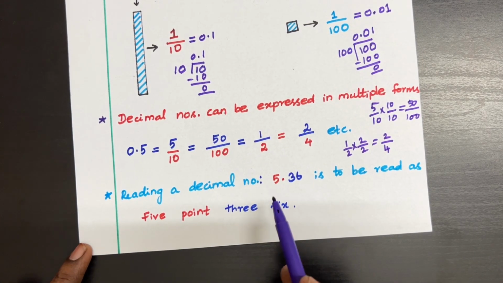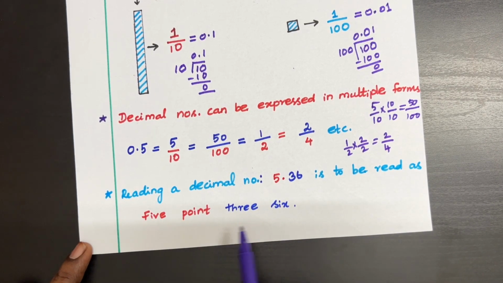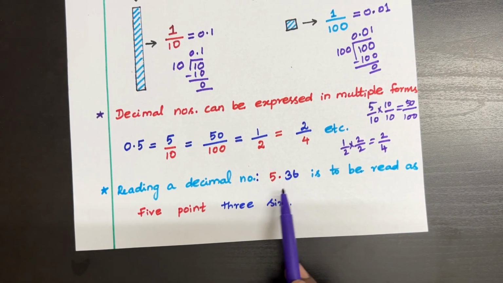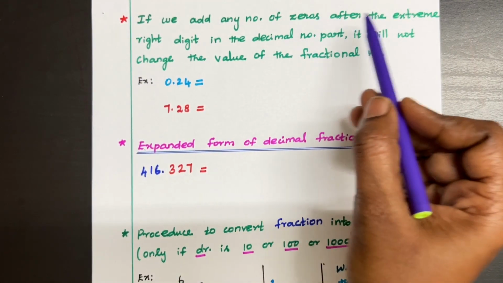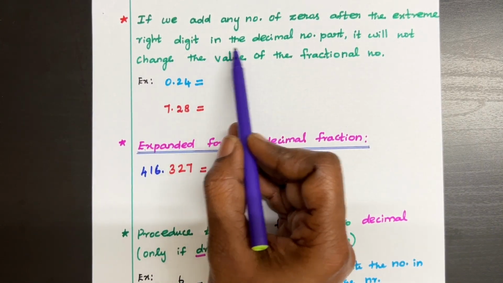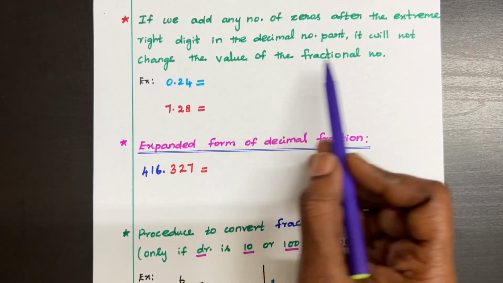How to read? 5.36 is to be read as five point three six. We should not say it as five point thirty-six. Don't say it like that. It should be read as five point three six. If we add any number of zeros after the extreme right in the decimal part, it will not change the value of the fractional number.